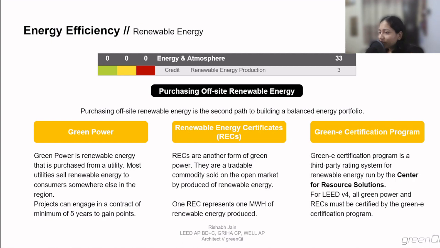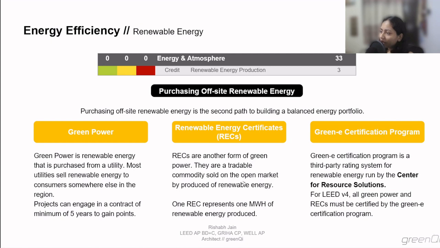The first would be green power. Green power is the renewable energy that is purchased from the utility supplier. Most utilities sell renewable energy to consumers somewhere else in the region. So let's say they're producing energy in a particular region, then they sell it to a different region where the energy supply is less or not reliable. And projects will get points if they engage in a contract of minimum 5 years with the utility companies.